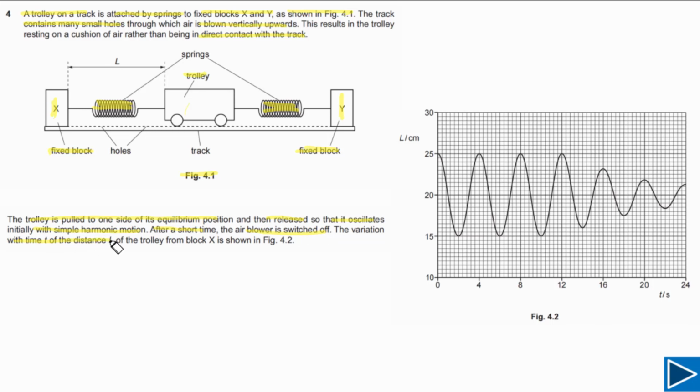The variation with time t of the distance L of the trolley from block X is shown in figure 4.2. So this is figure 4.2. From this figure, we can see at the beginning this motion is undamped. So you can see this motion is undamped. Until this point, we have the air blower on, meaning air is coming out of the holes, and after that we switch off the air blower. So you see damping starts after that. So this is the damping.